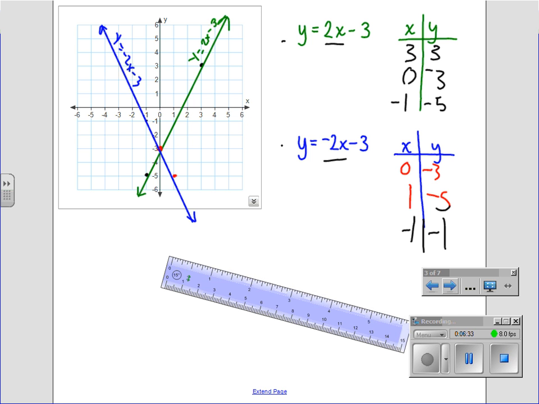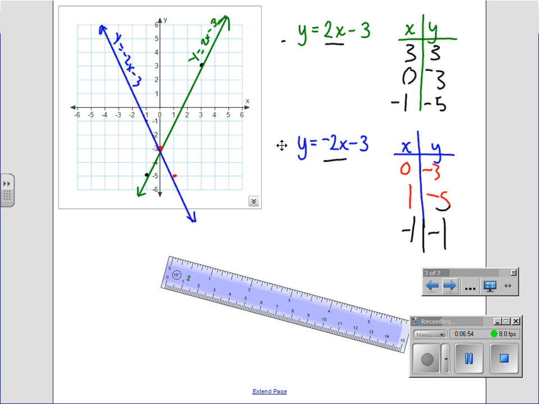Now, we're not going to spend time on this today, but it's showing so clearly here. What do these two equations have in common, besides the steepness being the same? What's the other thing they have in common? Let me look at the graph. Krataska? Yeah, they're both crossing the y-axis at 0, -3.